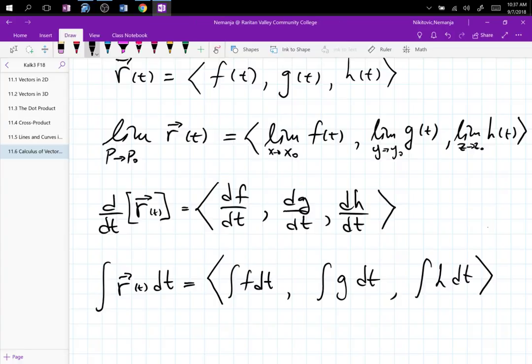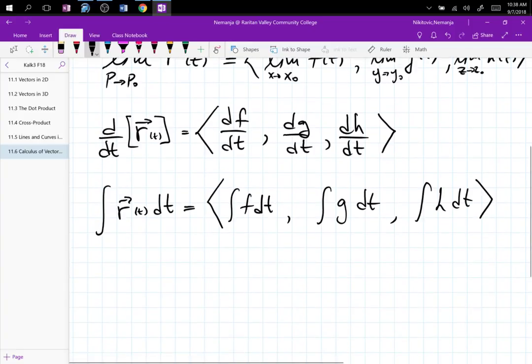So this is what I meant by do it term-wise. You just apply the calculus to each member of the vector-valued function independently. You are technically solving 3 Calculus 1 problems every time you have to do this. So that's that. Now obviously all of our examples are Calculus 1 examples.